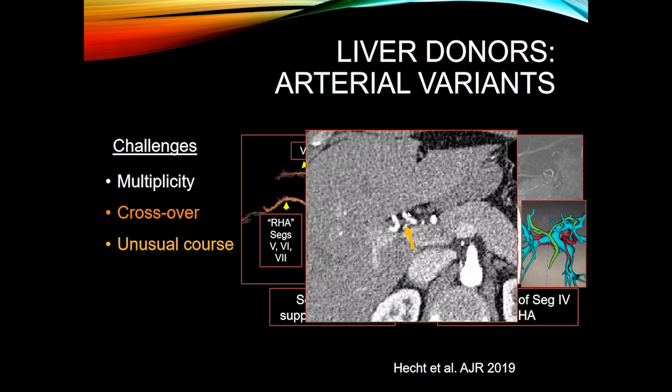Here we have an unusual case where the hepatic artery encases the bile duct, and this can be very dangerous as the bile duct may be injured in the process of harvesting and dissecting the right hepatic artery.